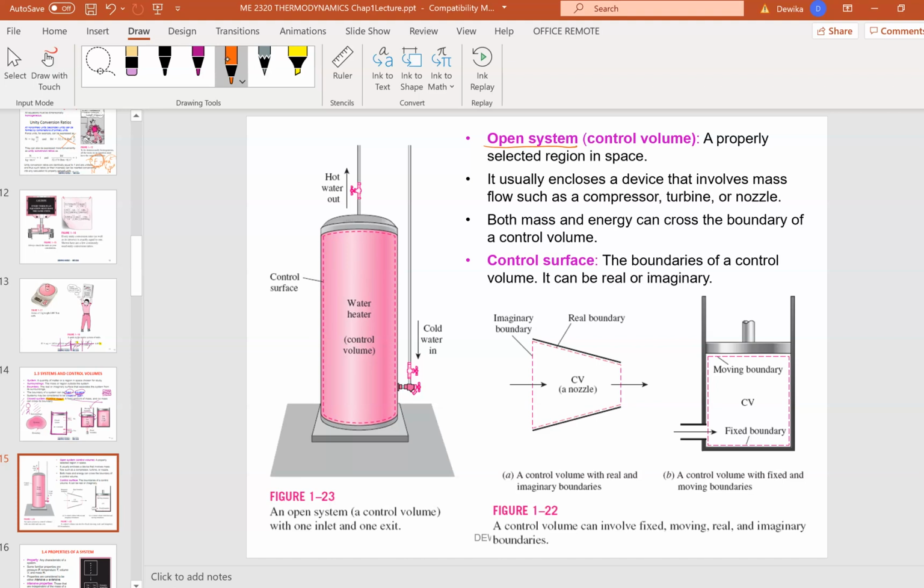Open system, it's called the control volume. So what is the difference between closed and open systems? I'm going to explain that shortly. An open system is usually a device like a compressor, turbine, or nozzle. We're going to look at this in chapter 5. Both mass and energy can cross the boundary of a control volume. So this is an open system, or control volume.